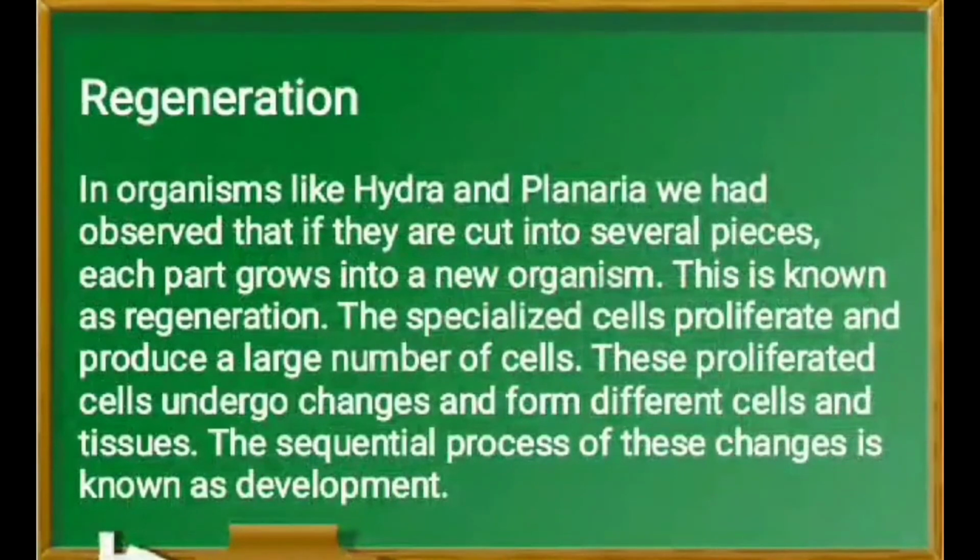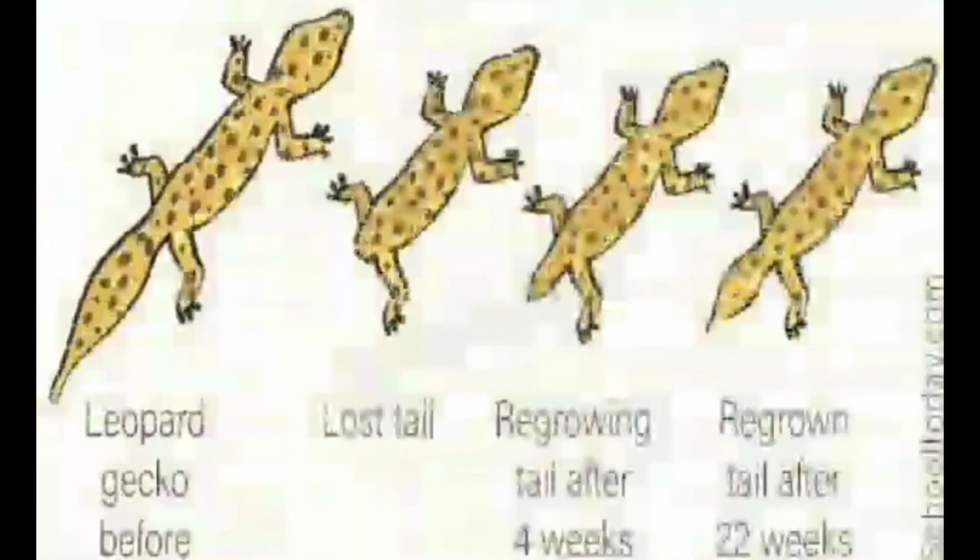Regeneration. In organisms like Hydra and Planaria, we have observed that if they are cut into several pieces, each part grows into a new organism. This is known as regeneration. The specialized cells proliferate and produce a large number of cells. These proliferated cells undergo changes to form different cells and tissues. The sequential process of these changes is known as development.